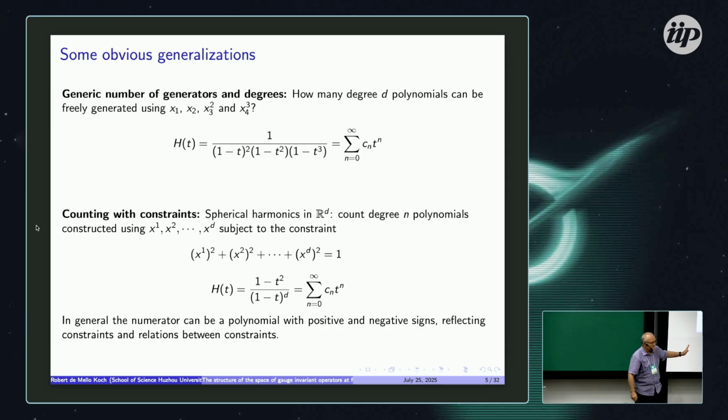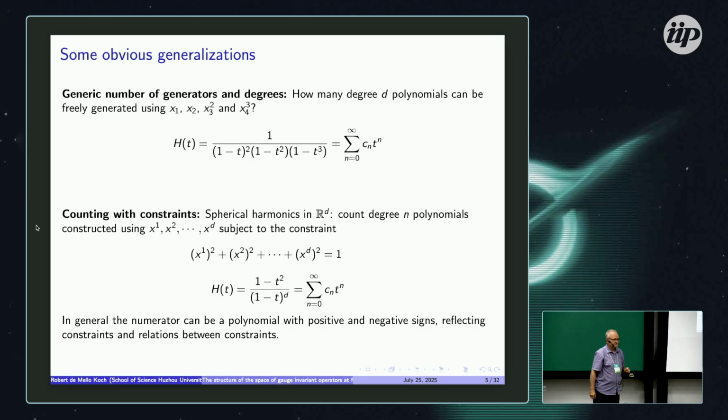Now, this counting problem that we've looked at so far has been the simplest kind of a counting problem you can think of. The generators have all been free. There's been no relations between the generators. And that's not the general structure that you see. To see something that's slightly more general, let's imagine counting spherical harmonics in d dimensions. In this case, we're counting polynomials constructed from x1 up to xd. So your first reaction might be, well, we've got d generators, each of degree 1. So the Hilbert series should be 1 over 1 minus t to the d. And that's wrong. So why is it wrong?